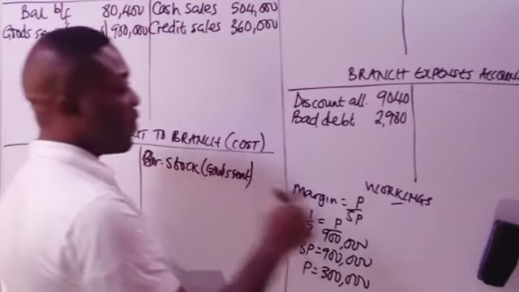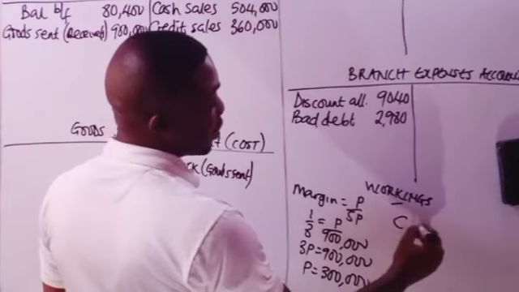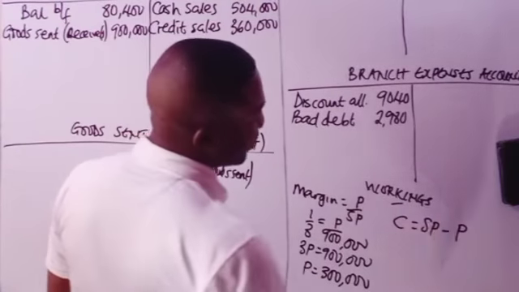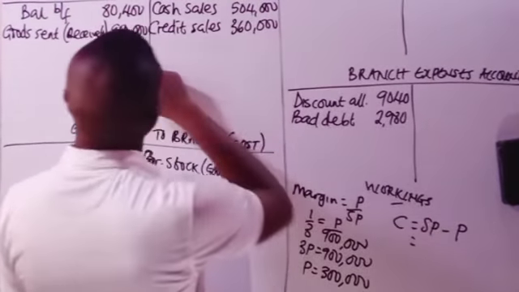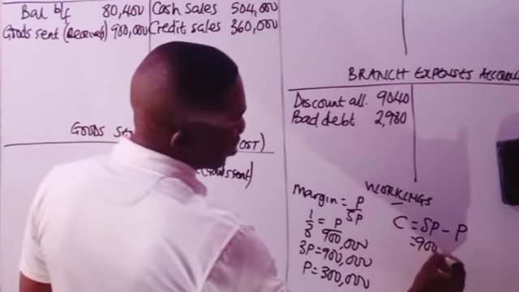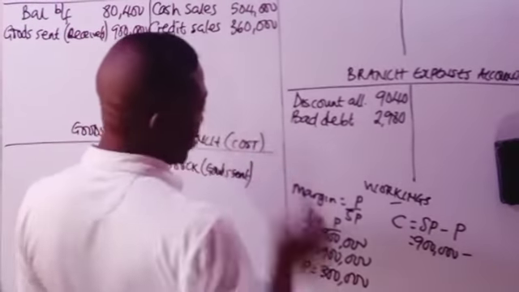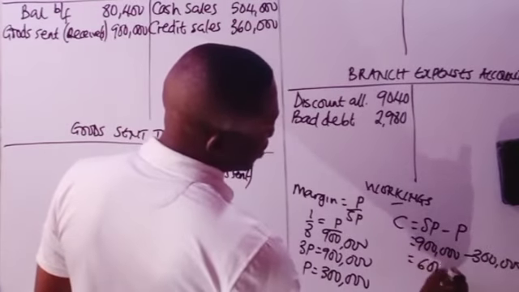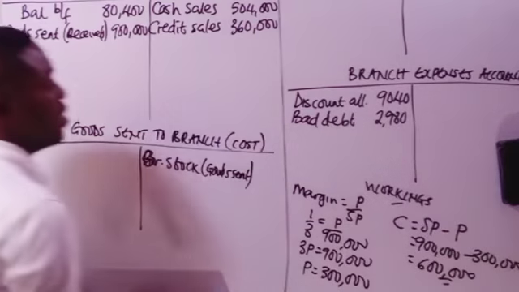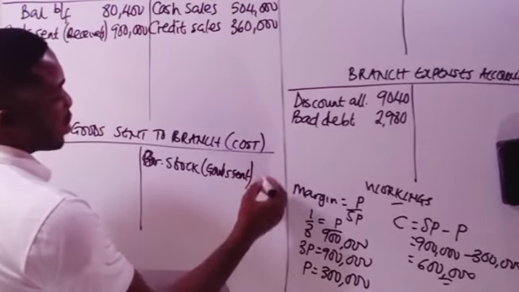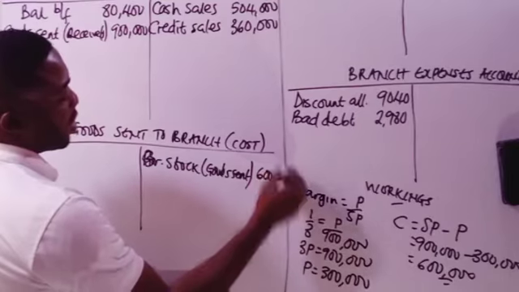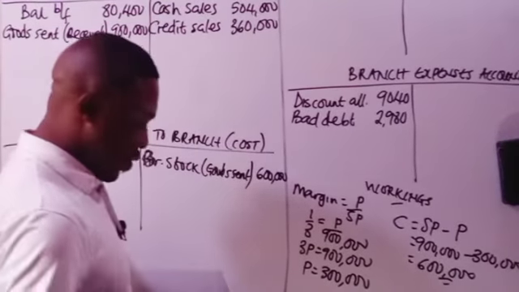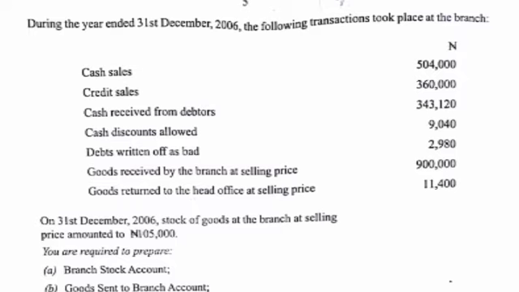So now how do we get the cost? The cost is selling price minus profit. What is our selling price? 900,000 minus what is the profit? 300,000. So our cost is 600,000. So the branch stock is 600,000.